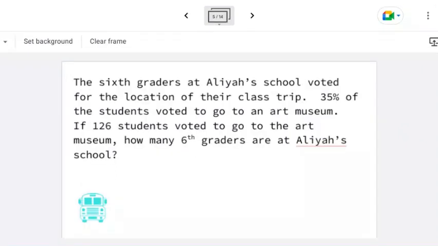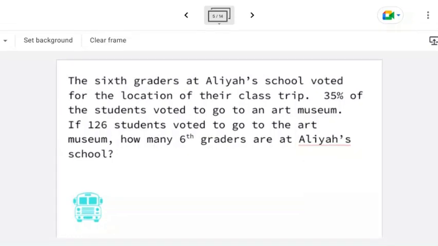Okay, let's go ahead and look at another problem. The sixth graders at Aaliyah's school voted for the location of their class trip. 35% of the students voted to go to an art museum. If 126 students voted to go to the art museum, how many sixth graders are at Aaliyah's school?